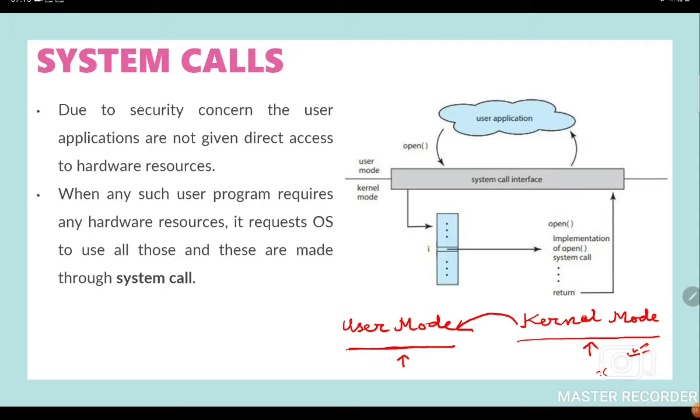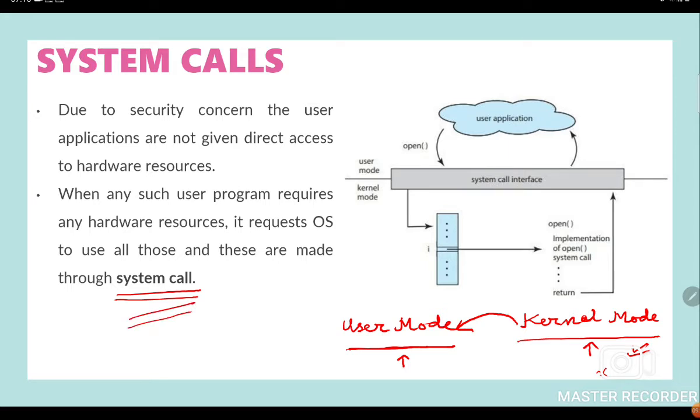And the last thing: when any such program requires any hardware resources, it requests the operating system to use all those, and the requests are made through system calls. So that is the basic explanatory definition of the system call: when a program requires any hardware resources, the user program will request the OS, and the operating system will actually be using all those resources. They are made through the system call.